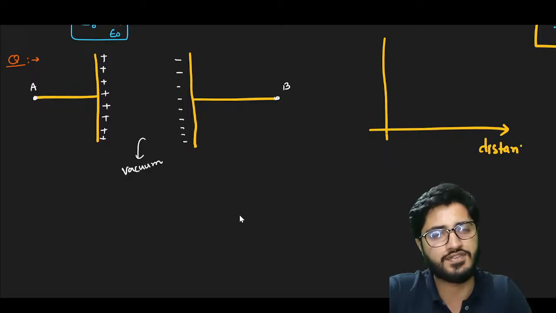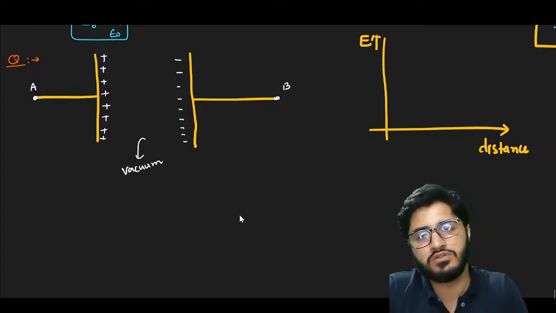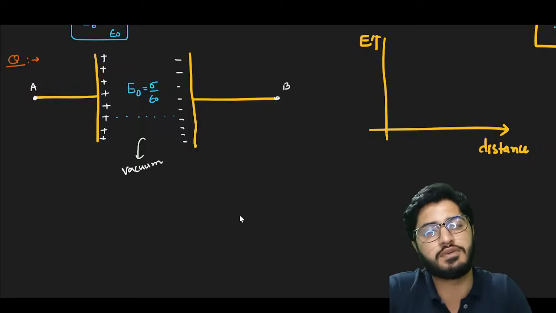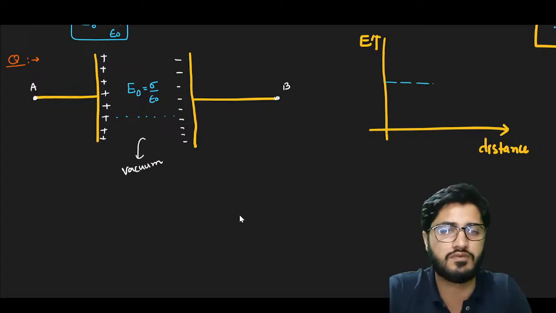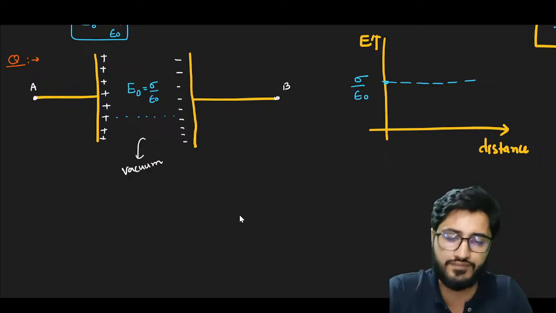Make a graph of distance and your electric field E. Do you know what the electric field value inside is? Sir, it is E naught and it is constant, which is sigma by epsilon naught. It is constant, right? That means every point it will be the same. That means it is always constant. The value is sigma by epsilon naught.